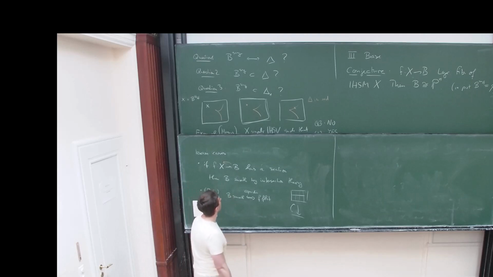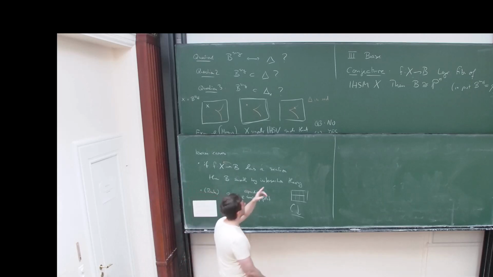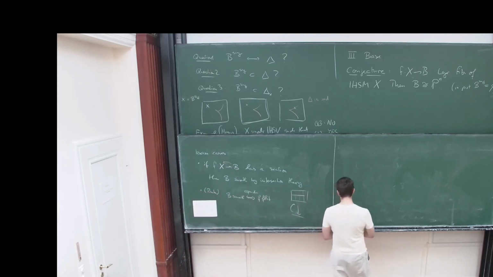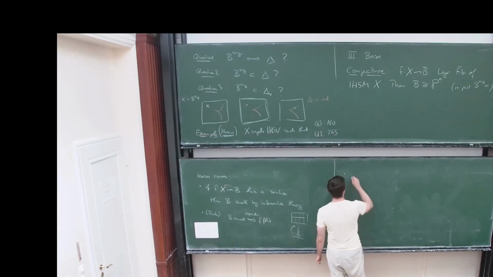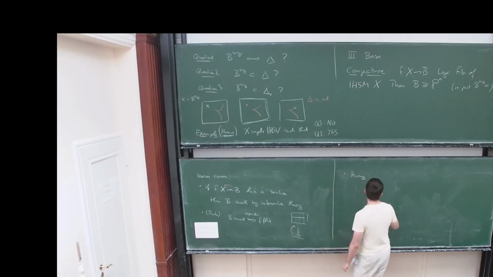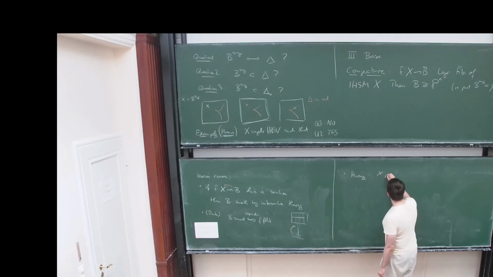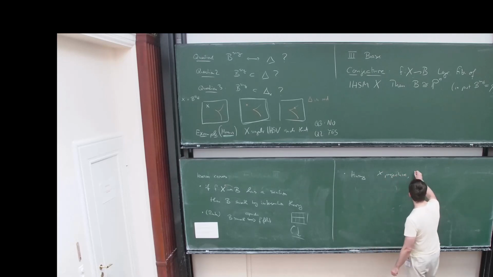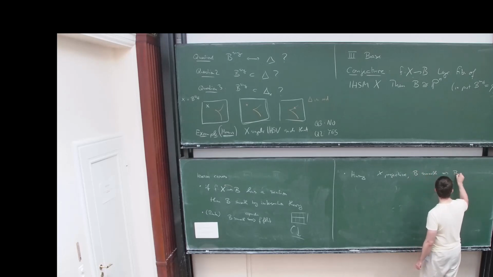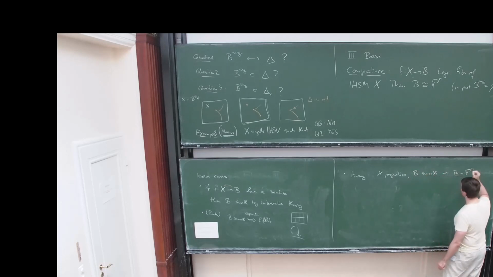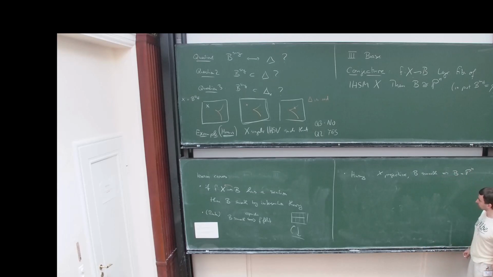Okay, why are these actually known cases? Because the base is P^n. Yeah, it's P^n. So there is Wang's theorem showing that if X is projective and B is smooth, then B is P^n.